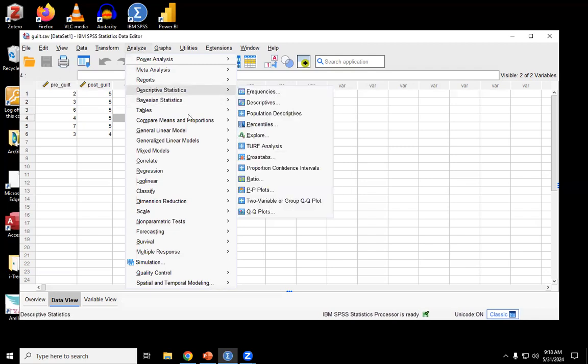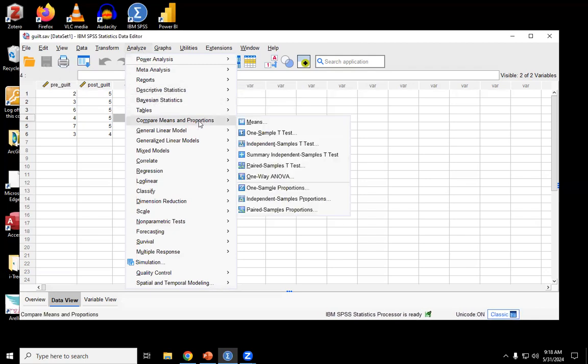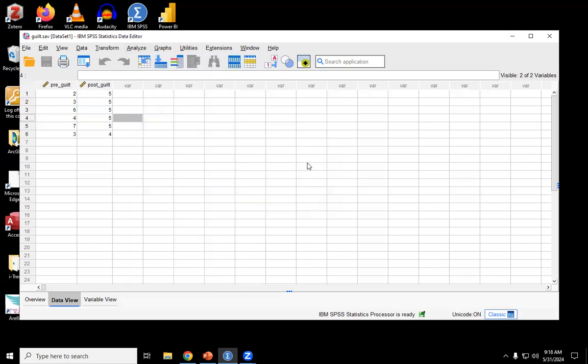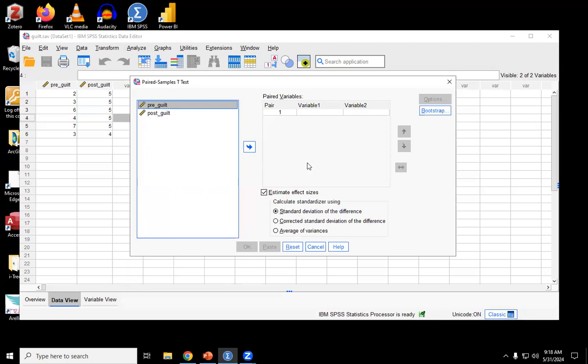So you're going to go to Analyze, Compare Means and Proportions. So this is exactly what you should have done for the one sample t-test. You can see that right here. But instead of that, we're going to select this right here, Paired Samples t-test. Okay, and then this menu will pop up. So it's going to ask, okay, what are your paired variables? So what are the two variables that you've collected from the same group of people? Obviously, in this case, simple example, we only have these two variables that we're working with.